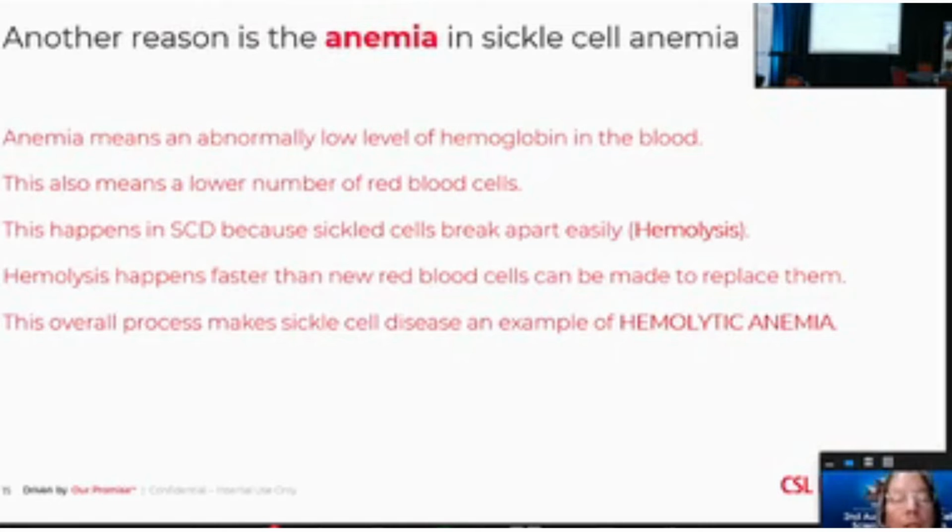But another reason is the anemia in sickle cell anemia. And for the lay people out there, anemia means an abnormally low level of hemoglobin in the blood, and also means a low number of red blood cells. This happens in sickle cell disease because sickle cells break apart easily, which we as hematologists call hemolysis. And hemolysis happens faster than new red blood cells can be made to replace them, and the overall process makes sickle cell disease an example of hemolytic anemia.